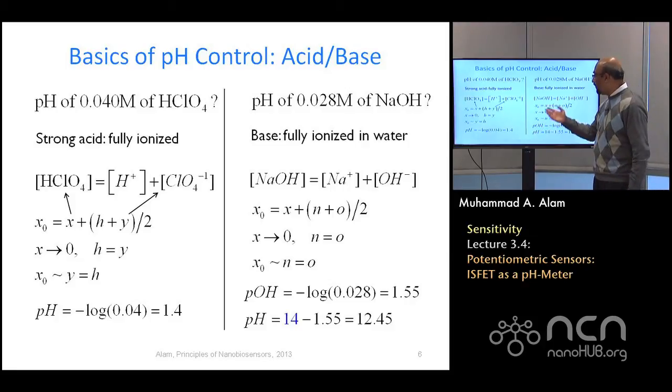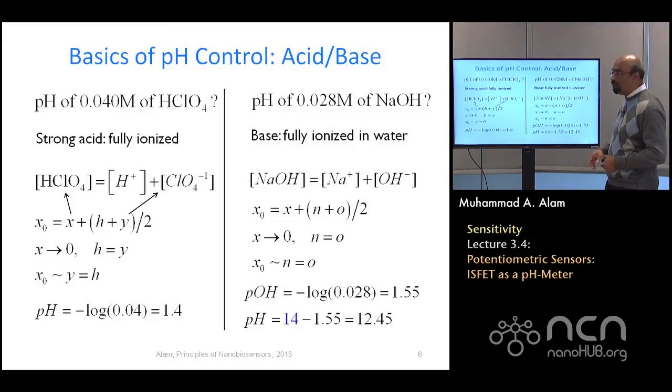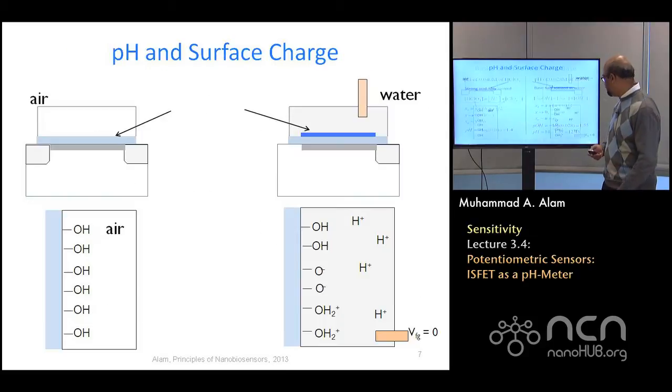What is the potential of hydrogen with such an alkaline solution? It is 14 minus 1.55, because they must sum up to 14 when things are dissolved in water. And so the number will be 12.45. Higher the pH number, more alkaline it is. All right, so we are ready.